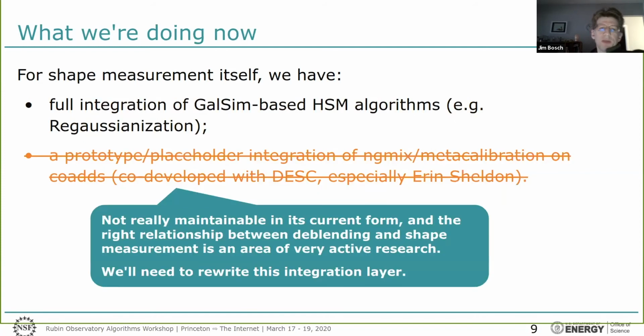And this, I called this a placeholder for a reason. I think it's not really maintainable in its current form. Aaron's code is quickly evolving, and our code is quickly evolving. And right now, this code breaks anytime either of us evolves our code in a major way. So we need to rewrite this integration layer and be more careful about the software engineering behind it.